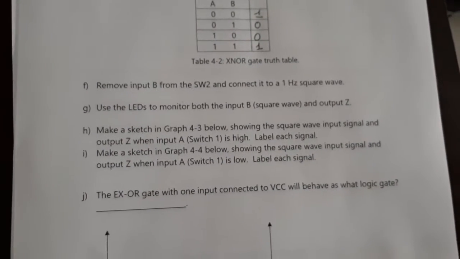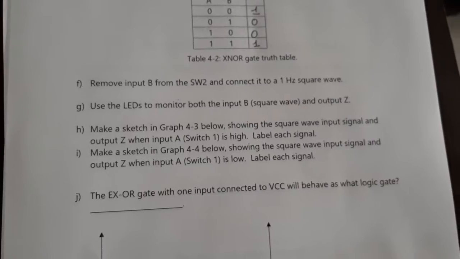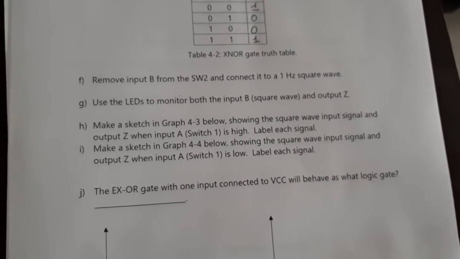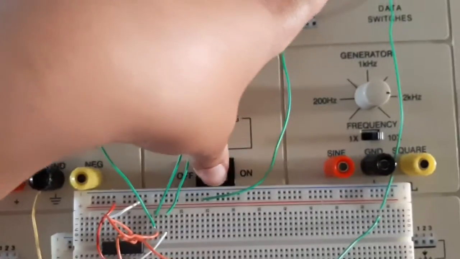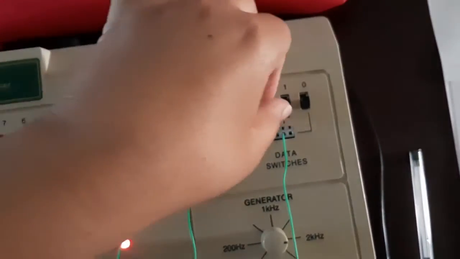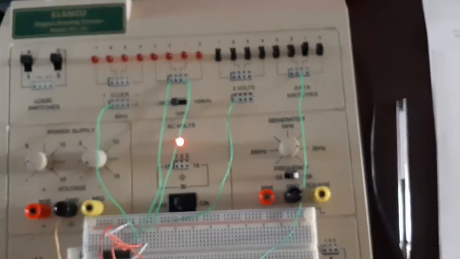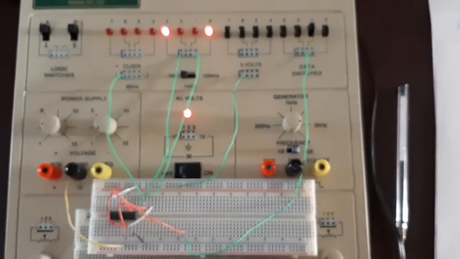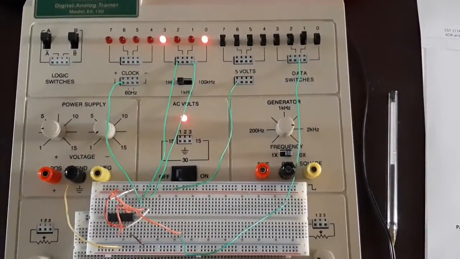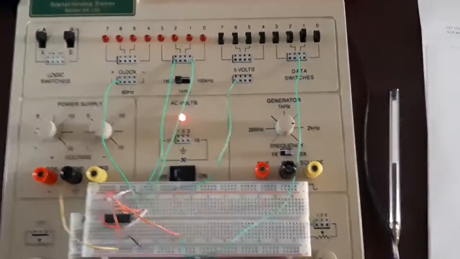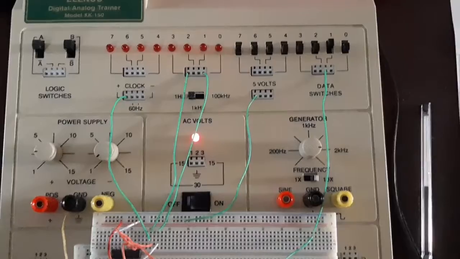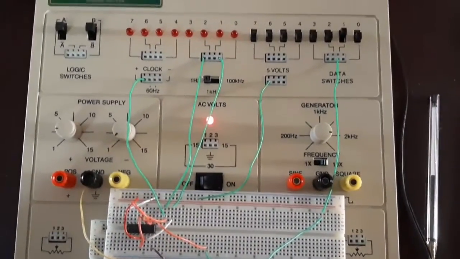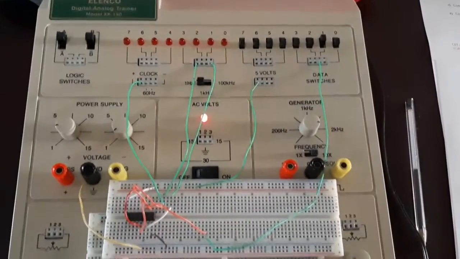So now beginning with this, it says make a sketch and graph 4.3 below showing the square wave and output Z when input A is high. So I'm going to turn this on and I'm going to put input A as high. And they are blinking at the same time. I apologize. Yes, they're blinking at the same time because this circuit is creating an exclusive NOR gate.